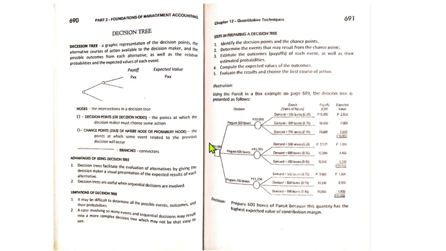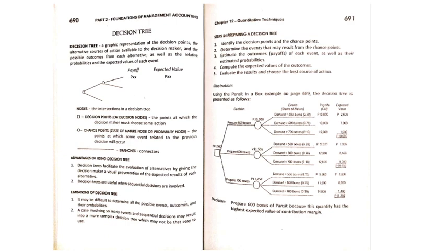So, ngayon, si manager, ipapakita kay higher level manager kung bakit siya nag-arrive on that. Pwedeng i-present niya visually using this decision tree analysis. Kaya siya nag-arrive at 11,500. Kaya nga sabi dito, the decision is to prepare 600 boxes of pancit because this quantity has the highest expected value of contribution margin.